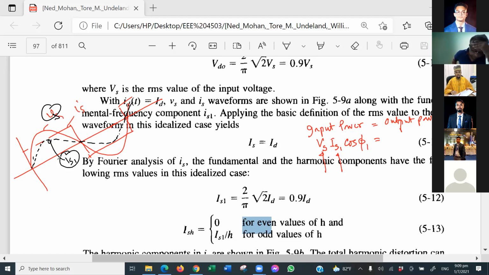Yes, sir. So what is the phase difference between Vs and Is1? 0. So this is 0, which means cosine phi 1 is equal to 1. The output power will be nothing but PD, that means your VDO multiplied by ID, right? VDO we have already found as 0.9 Vs, and ID we have already found.